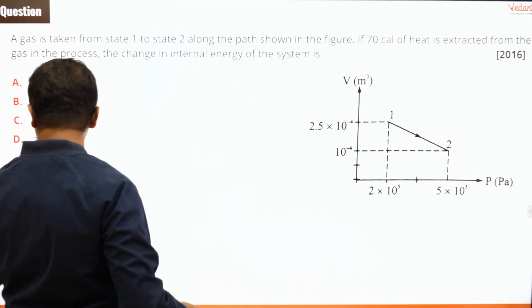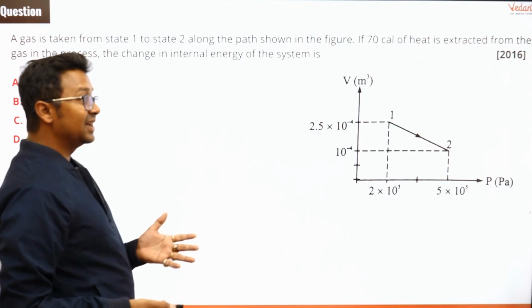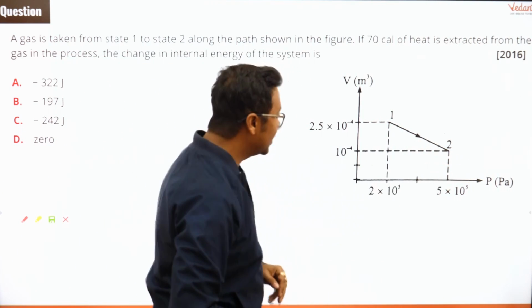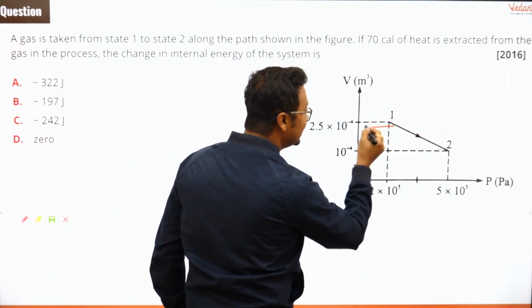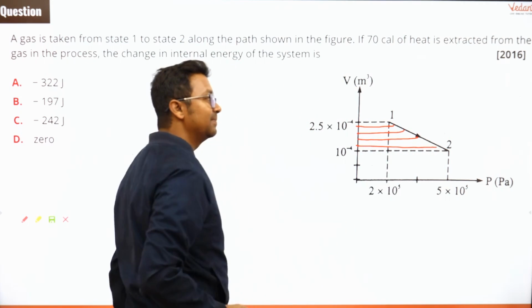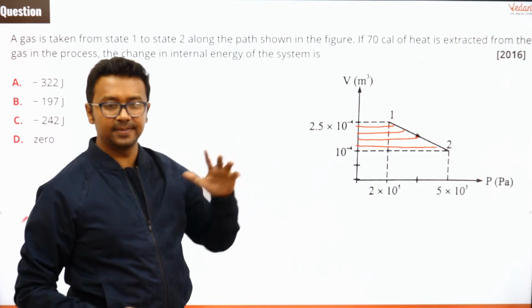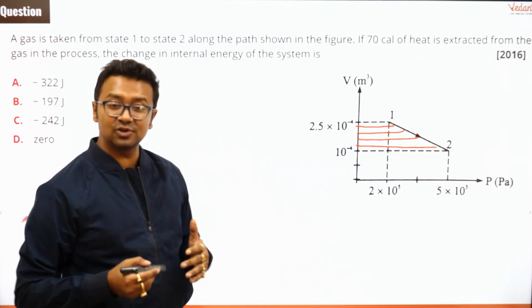All right, so here it doesn't change anything. See, it goes from 1 to 2. So the work done in this process is basically this area, that is the area under the curve. By the way, students, in this case, as it goes from 1 to 2, is the work done going to be positive or negative? Has expansion taken place or compression?